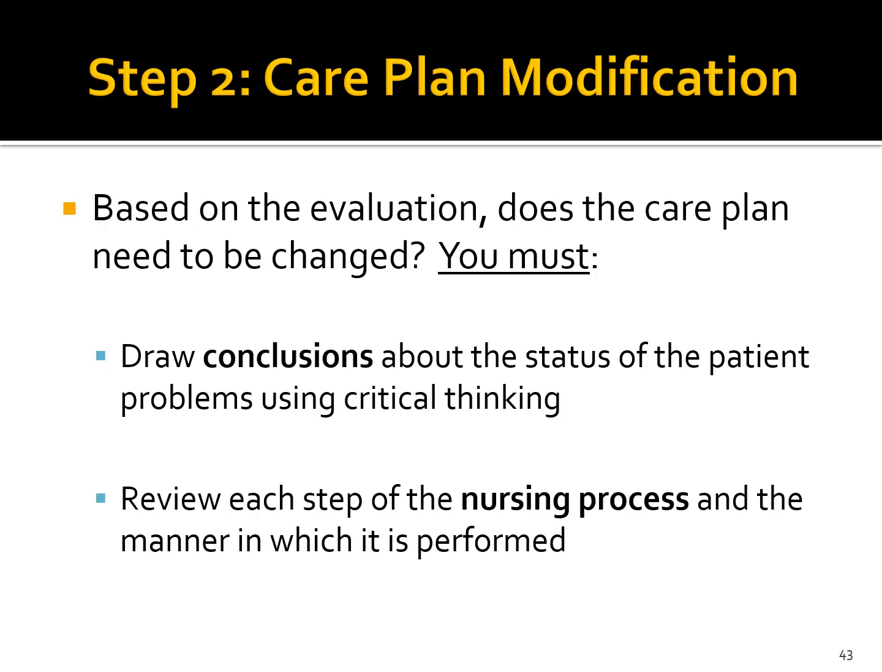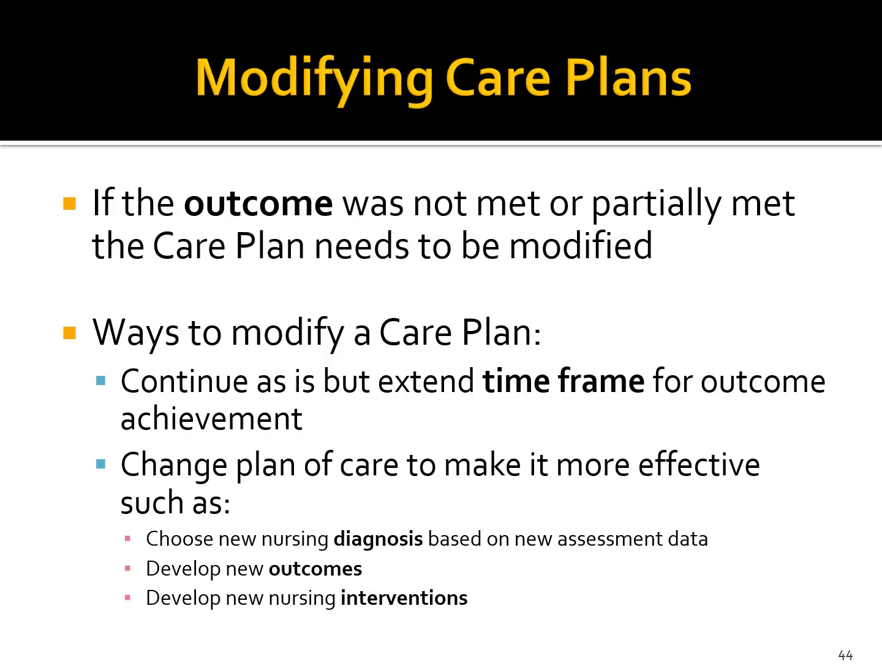Step 2, care plan modification. This is based on the evaluation. Does the care plan need to be changed? You must draw conclusions about the status of the patient using critical thinking. Review each step of the nursing process in the manner in which it is performed. If the outcome was not met or partially met, the care plan needs to be modified.